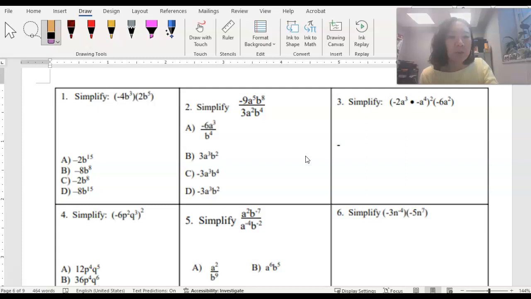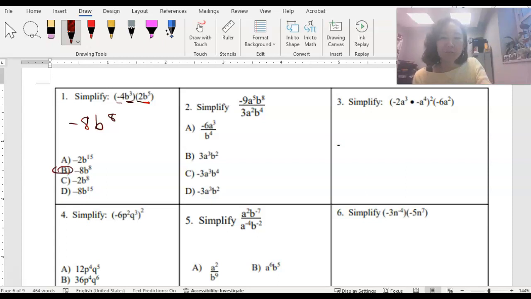All right, so for this first one to simplify, remember that here we have bases with the b, but the coefficients we also have to make sure we take care of. So the coefficients we are going to multiply by each other. So -4 times 2 is -8. And then we're going to multiply these together, and they have the same base, so we will add the exponent. So this will be b to the 8th power. So -8b^8 is our best answer here.